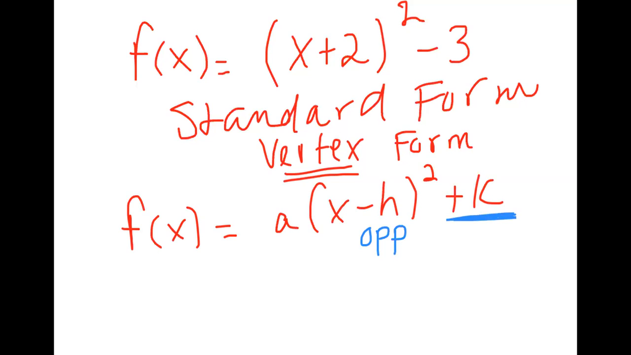So if you go back to this equation that I gave you, this one right here will have a vertex at the opposite of what's inside the parentheses, -2, comma, the number on the outside, -3. So guys, no work required. And just like that, you have your vertex at -2, comma, -3. All right, guys. So here's another question for you.